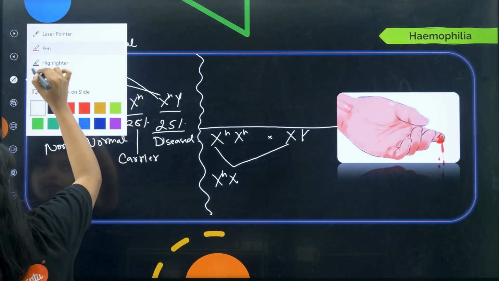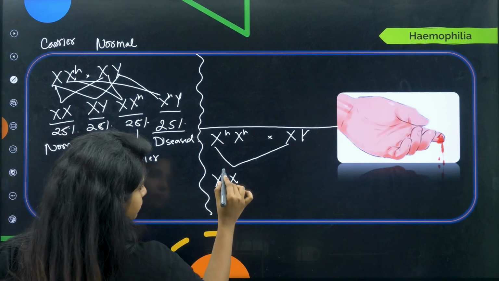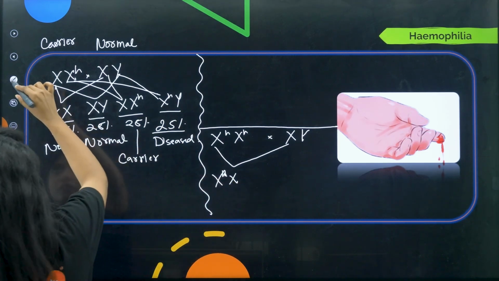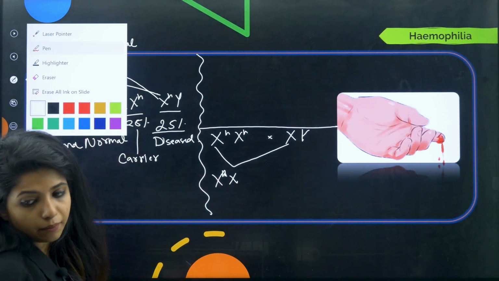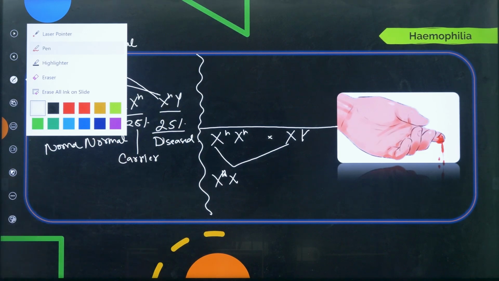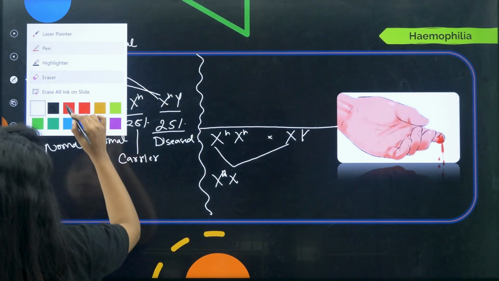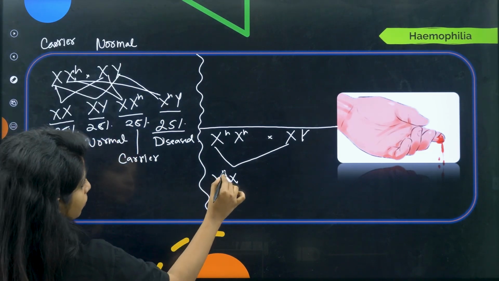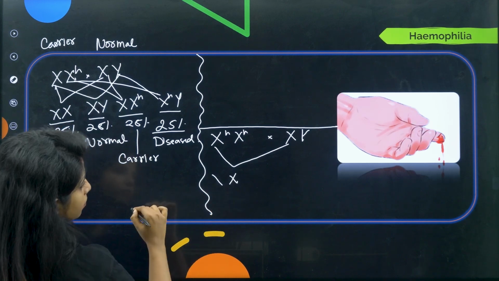I should not be writing like this because this is not a dominant trait. Just a second, the pen is not working. I'm tired of this. Just give me a second, children. Why do pens not work when I need them?